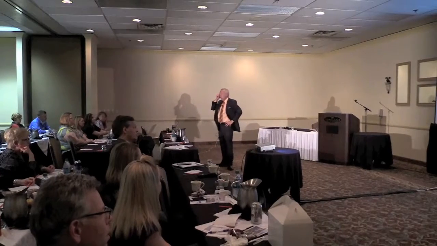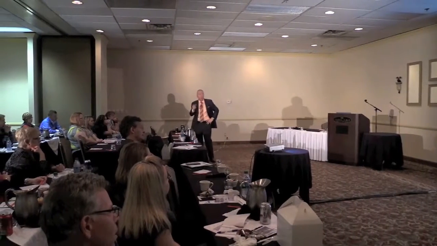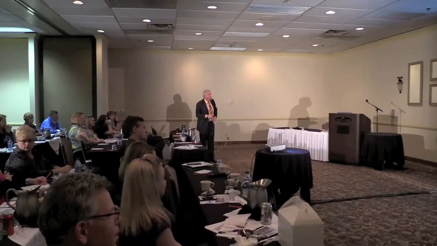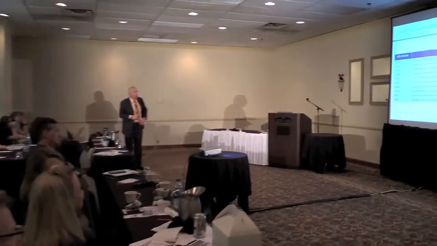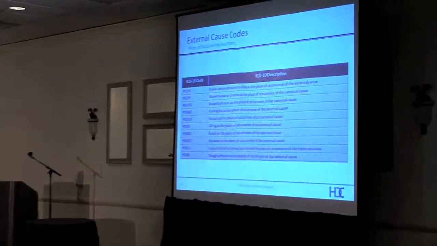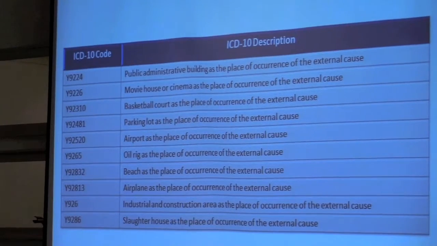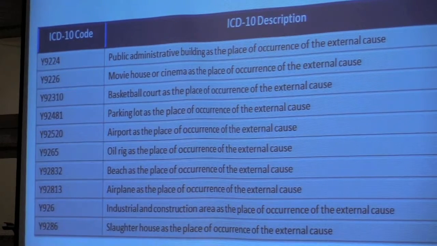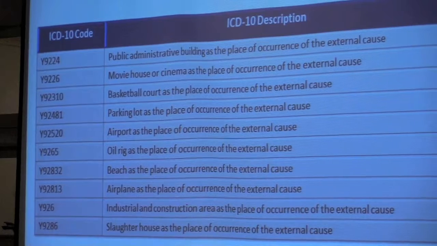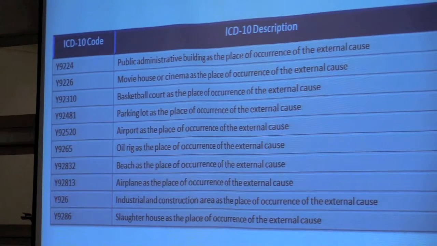And then there's a whole list of place of occurrence codes. Where did this happen? Was it a public building? Was it a parking lot? Did it happen on a beach? Slaughterhouse. For those of you who frequent slaughterhouses, could happen. There's a list for most things. Now, what do they do with these codes? They track them to see where injuries are occurring, what types of causes are occurring, what was the location, are they work-related, is it other sorts of things? These are used for those purposes.